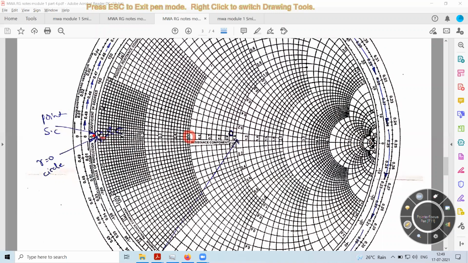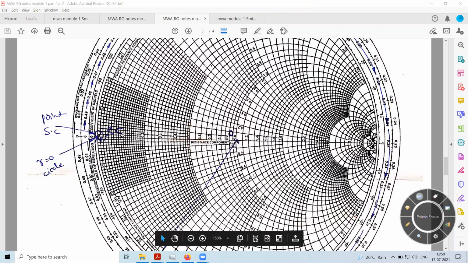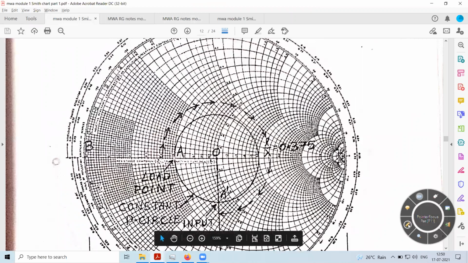If you observe this straight line, it corresponds to X equal to 0. You can also see the values of the reactances here: 1.0, 0.8, 0.6, 0.4, 0.2, 0.1 and 0. So this line corresponds to a reactance value of 0. We need to identify the intersecting point of X equal to 0 and resistance component equal to 0.5. On the plot, this is the point associated with the load point. So that is what they have pointed out.